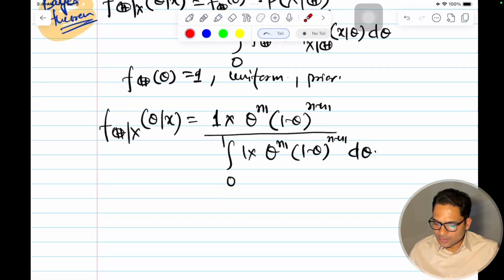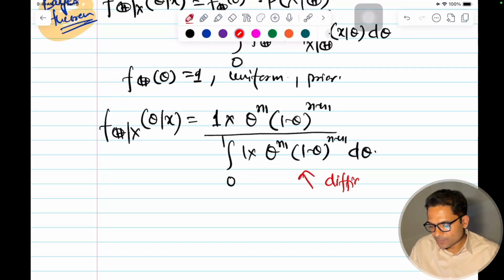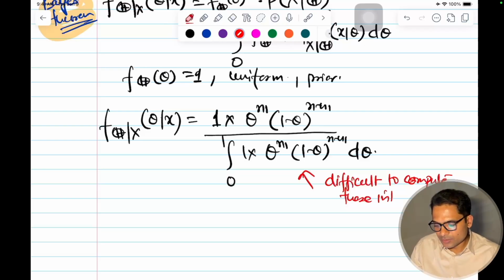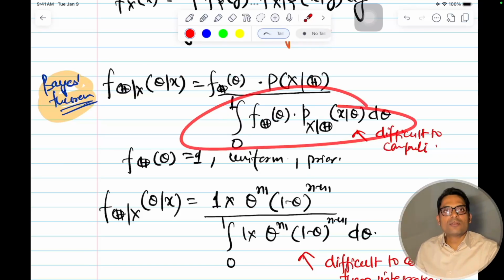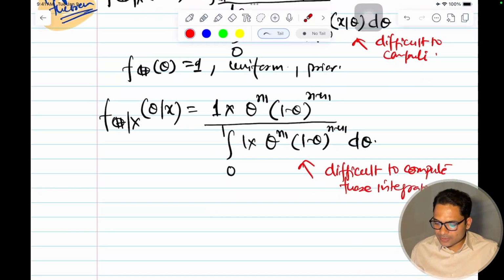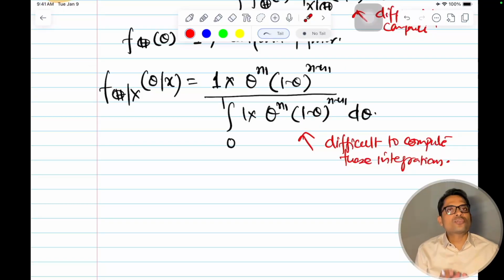Generally these integrals are very difficult to compute. So for this type of formula, there is a known function already. There is a known function which helps to solve complex integrals.